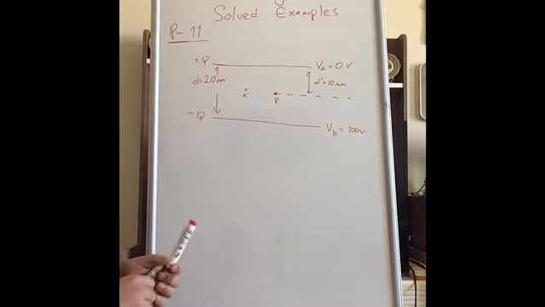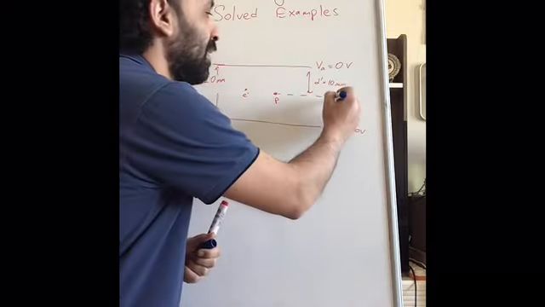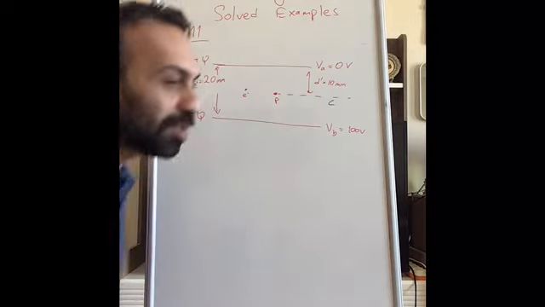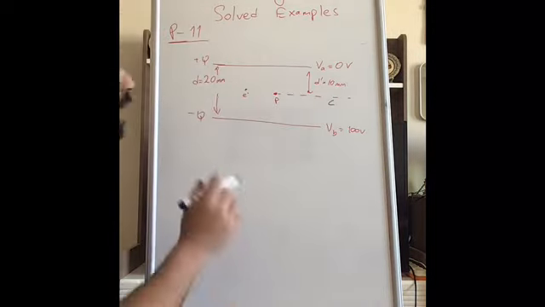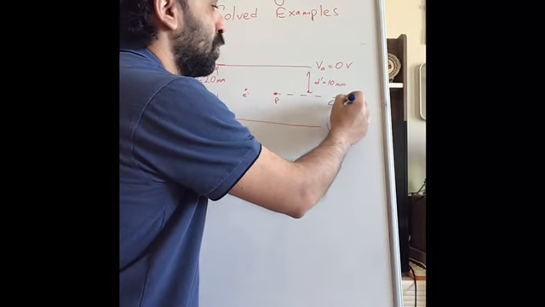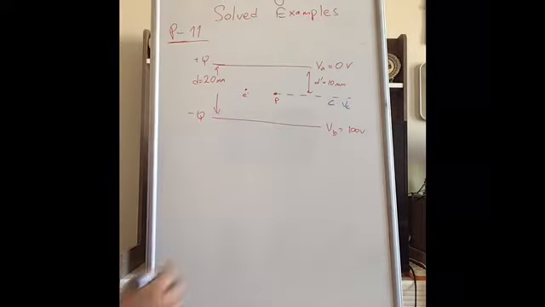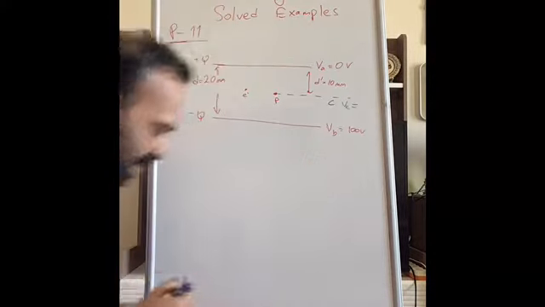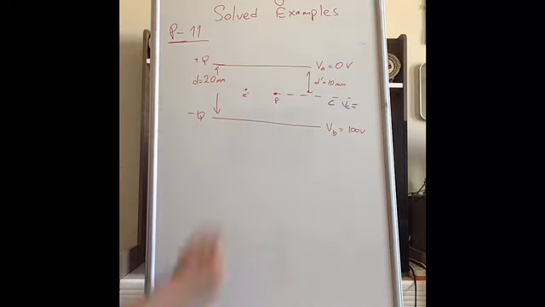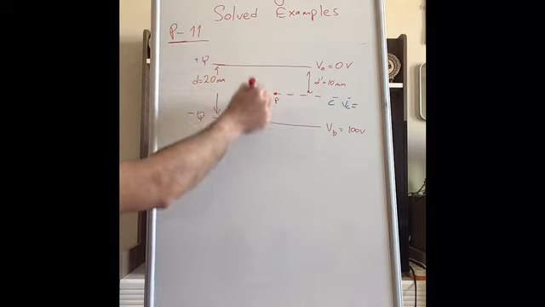Here let me call this point C. This is point C, the midway where the electron and proton are placed, so that at this point the electric potential will be Vc. We can calculate it easily, but even though we don't know what the charges are, we can calculate the electric field in between these two plates.